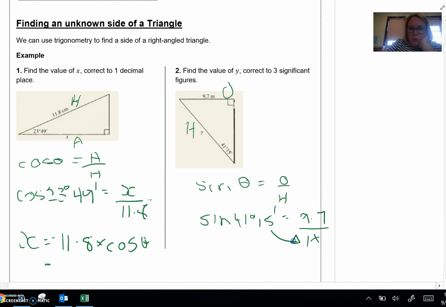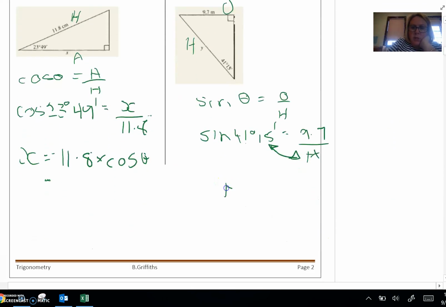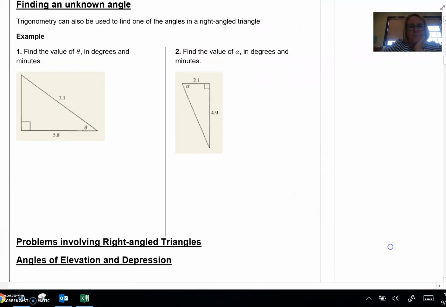Now I do what's called the switcheroo. If the unknown is on the bottom, I swap their positions. So h is equal to 9.7 divided by sine 41 degrees 15 minutes. Now again, I don't have a calculator, so we'll figure that out later.